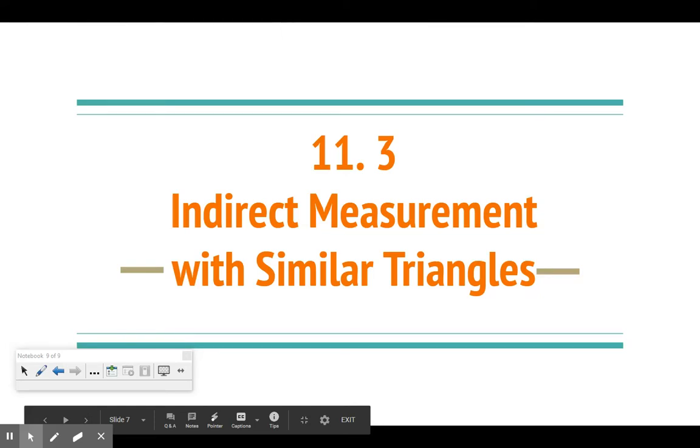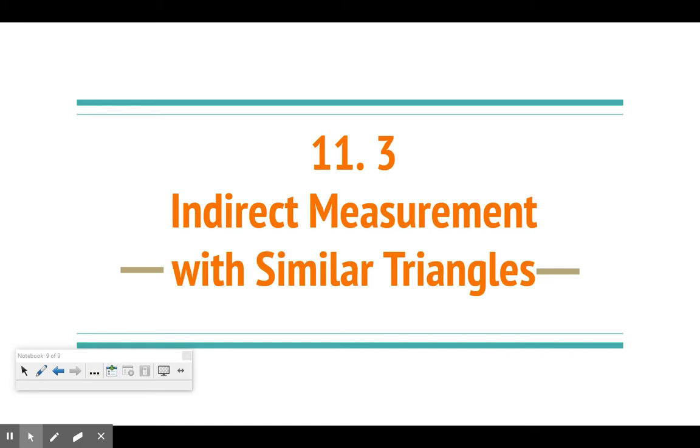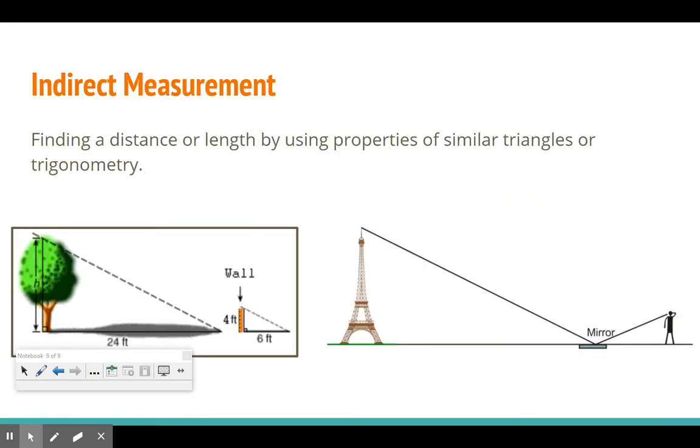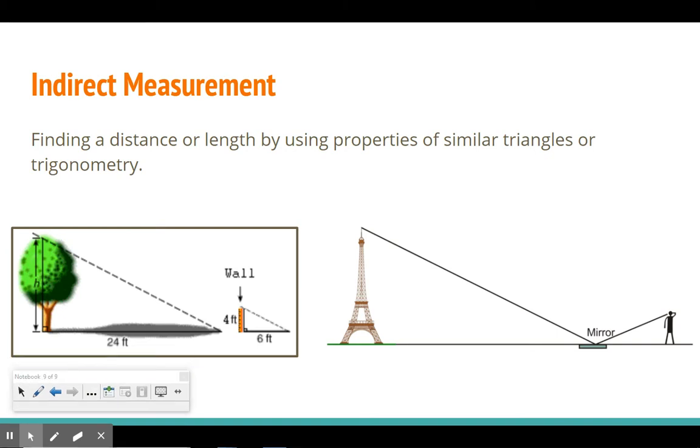All right, today we are going to be talking about indirect measurement while we're still dealing with our similar triangles. You're going to notice these are real life examples using the similar triangles that we talked about last. First, what is indirect measurement? You're going to have to add this to your notes. Indirect measurement is finding a distance or a length of something by using properties of similar triangles, or trigonometry. You will notice similar problems pop up in chapter 12, our next unit.